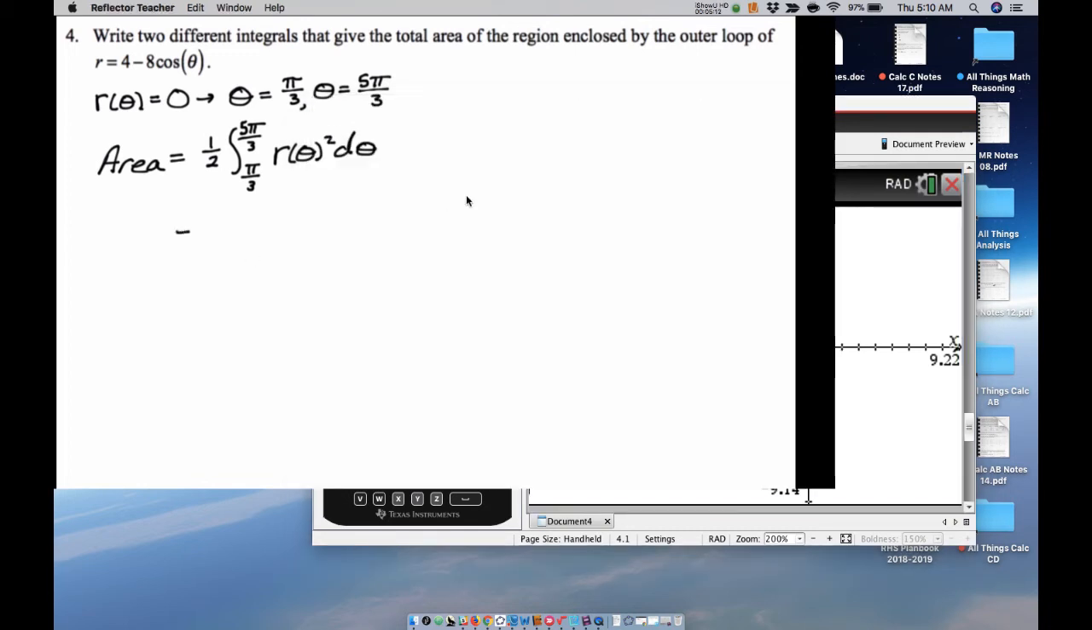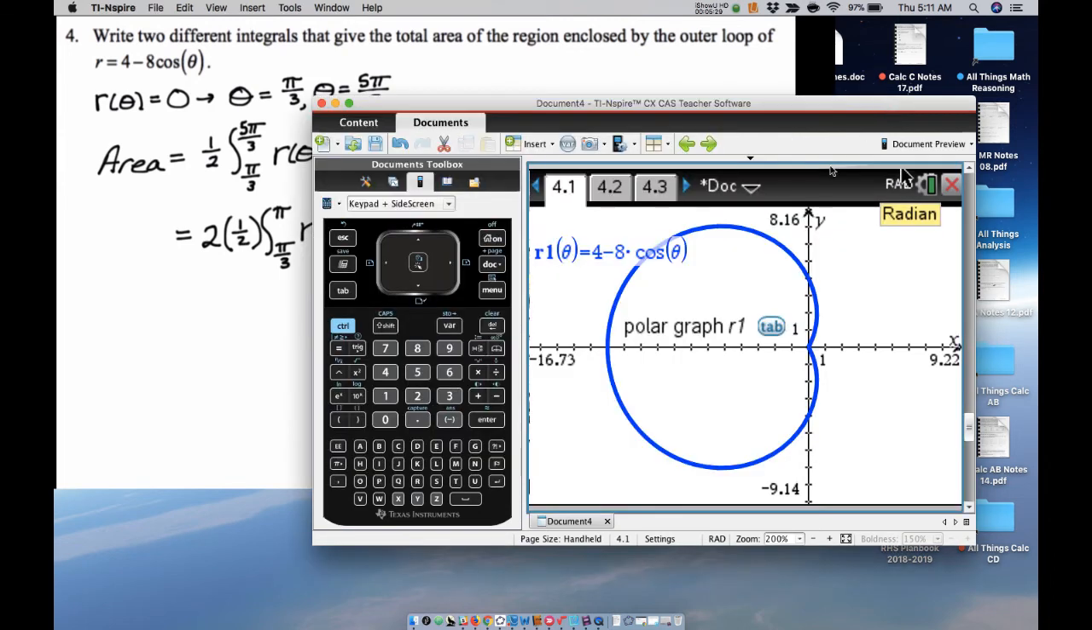So let me do that. So we're going to double it, and then it's polar, so there's 1/2. There's the integral from pi over 3 to pi, and then r squared d theta. So that'll also work. You could go from pi to 5 pi over 3. That would work. There's just tons of options.